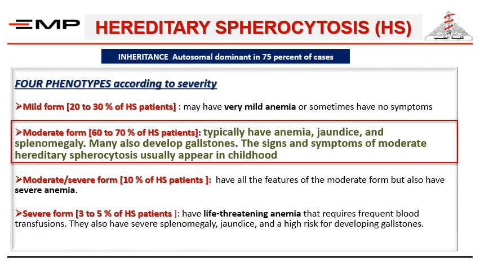It is inherited as autosomal dominant in 75% of the cases, so a positive family history is usually present. There are 4 phenotypes according to the severity of hemolysis mainly. The most common is the moderate form.